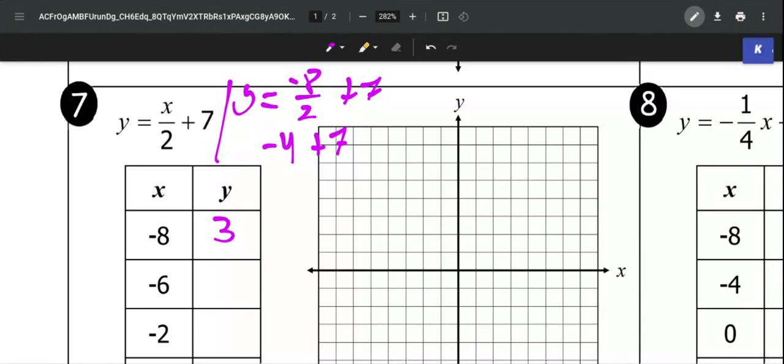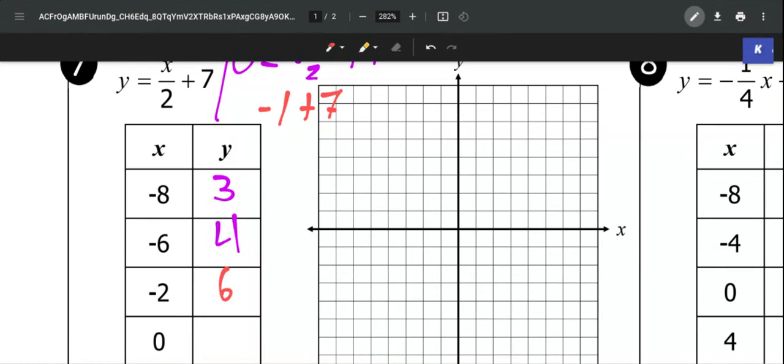So for the first ordered pair, when x is negative 8, y is 3. All right, let's do this all over again. Now we're going to use negative 6. So here we'll have negative 6 divided by 2 plus 7, which is negative 3 plus 7, which is 4 for the y coordinate. Then we're going to do this all over again, except now we're plugging in negative 2. So negative 2 is our x value, which means y is equal to negative 2 over 2 plus 7. Negative 2 divided by 2 is negative 1, plus 7 gives us 6.